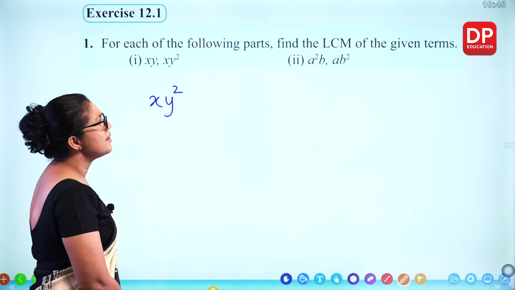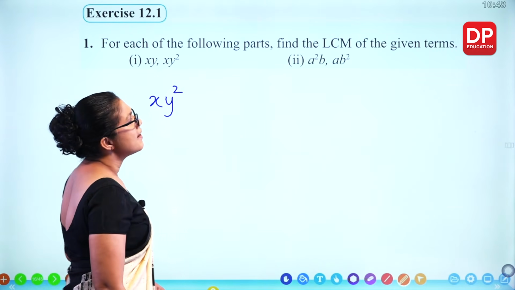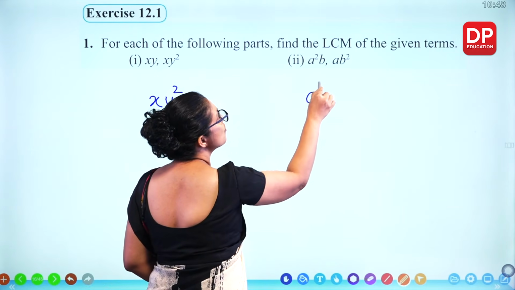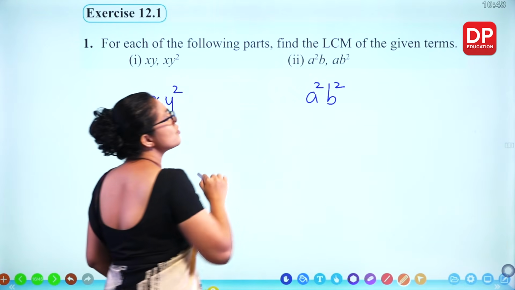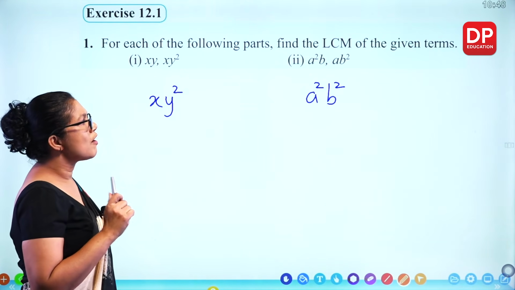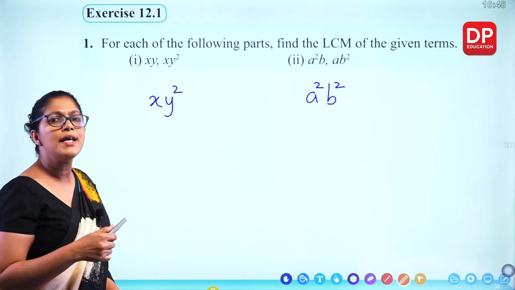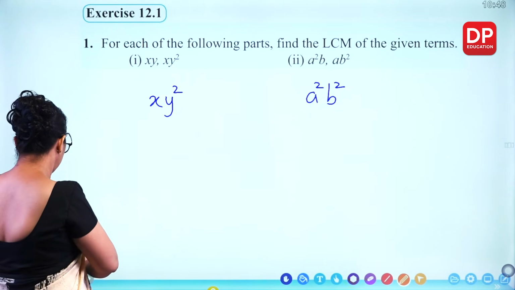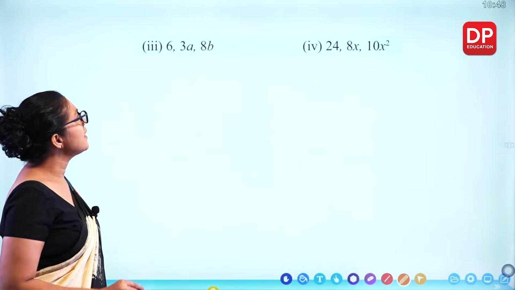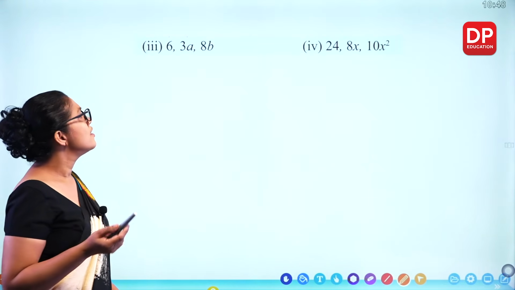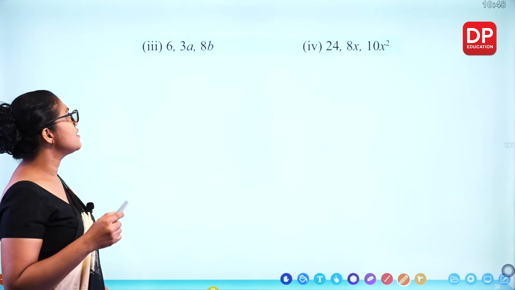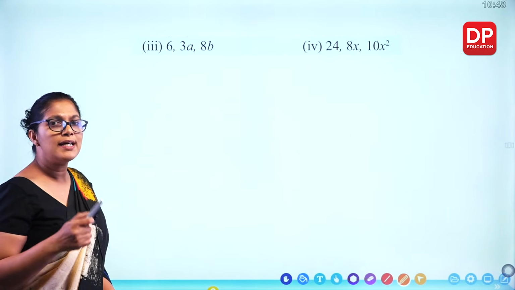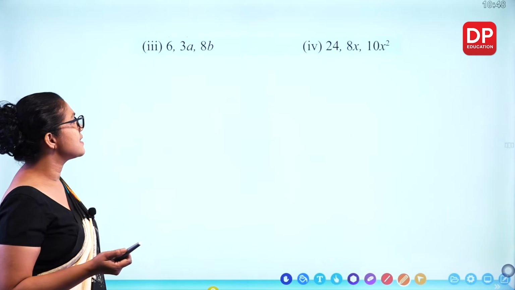What about this one? Look at the power of a. The highest power of a is 2. What is the highest power of b? b squared. So the least common multiple of this expression is a squared b squared. Now we'll look at this one. Now you get numbers, so it's easy to first find the least common multiple of these three numbers and then think about the highest power of those letters.